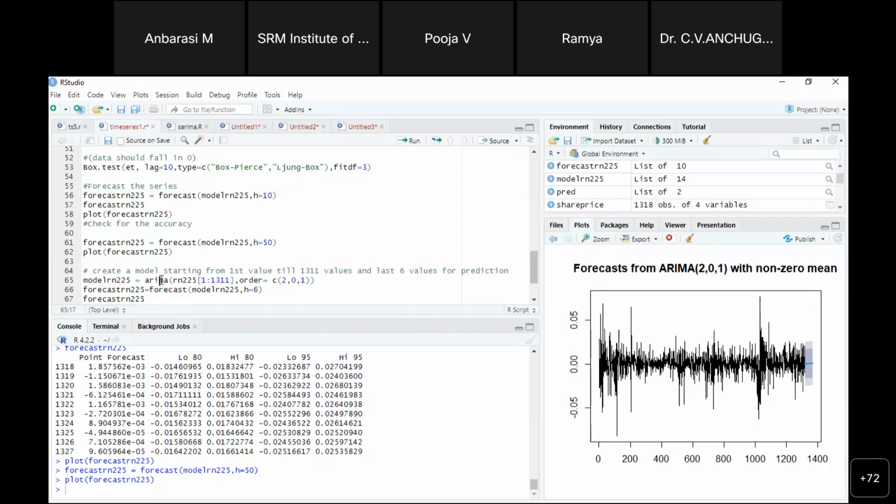Okay, suppose I want to create a model starting from 1 to 1311, only these data sets I want to consider.